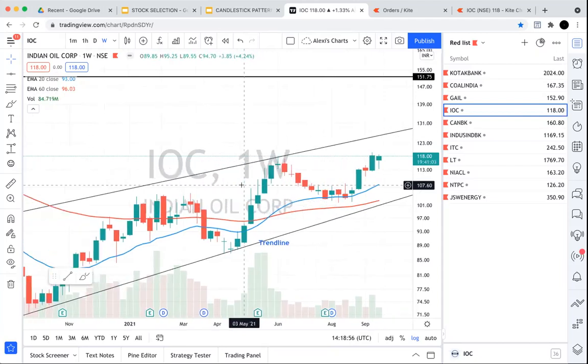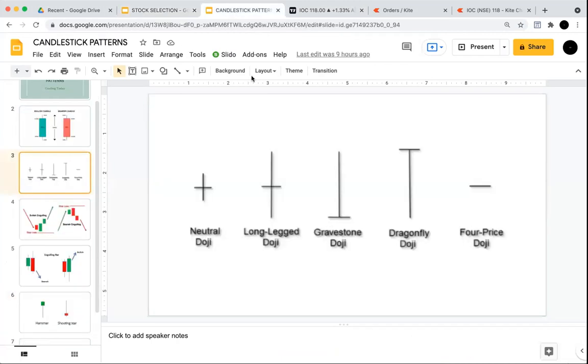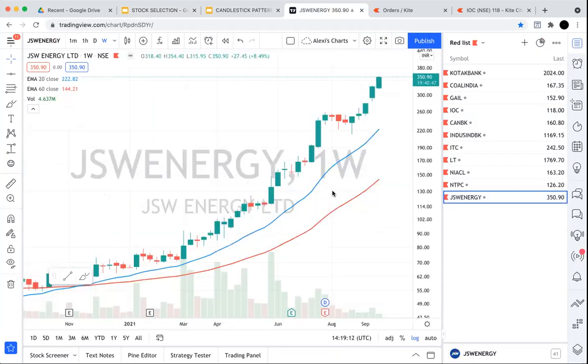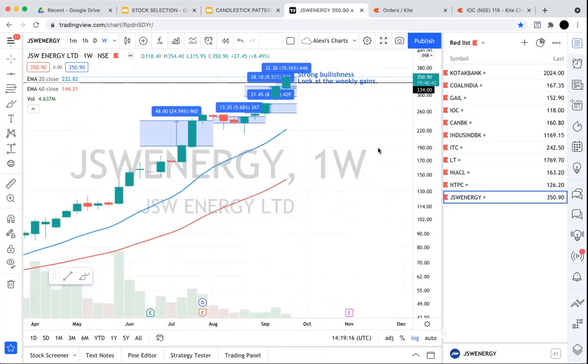Okay, I'm following the trend line. Select trend movements that are no larger than a 45-degree angle. Some will be even much more steep, like this JSW Energy. Look at that, it's too steep. Let me just show this to you.